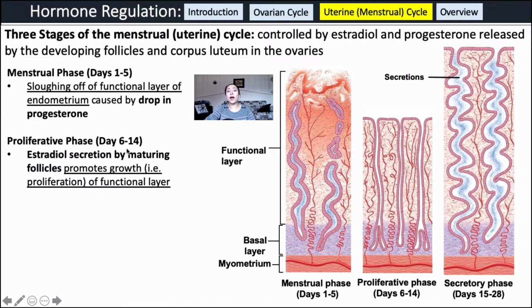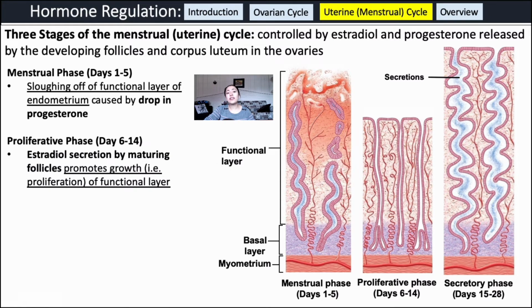This is then followed by the proliferative phase, and this is triggered by estradiol secretions from the maturing follicles. They promote growth or regrowth of the uterine lining here. Specifically, the layer of the uterine wall that's regrowing and being shed off is this layer called the functional layer.